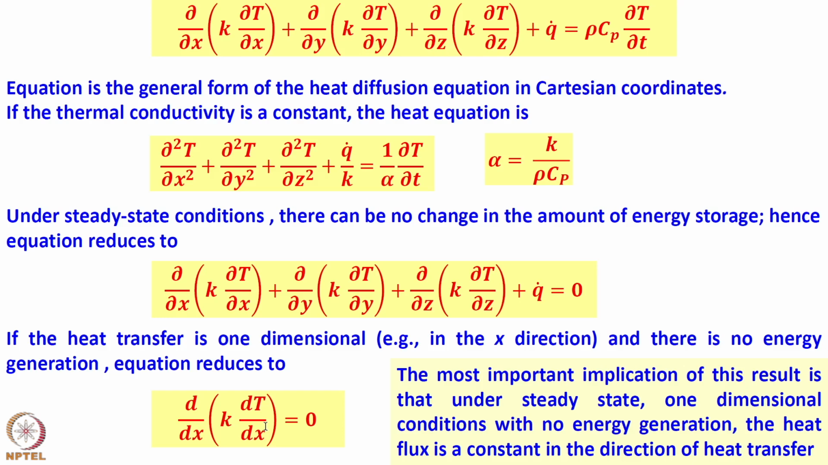I can have a steady state problem, which means that nothing is varying with respect to time, which means that the dt by dt term is going to go to 0, and that is what you are going to see here as the simplification. When dt by dt goes to 0, we can still retain k as a function of temperature, we can retain k as a function of space, and come to this part.